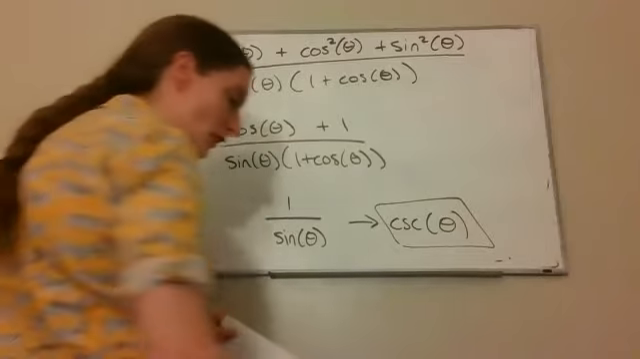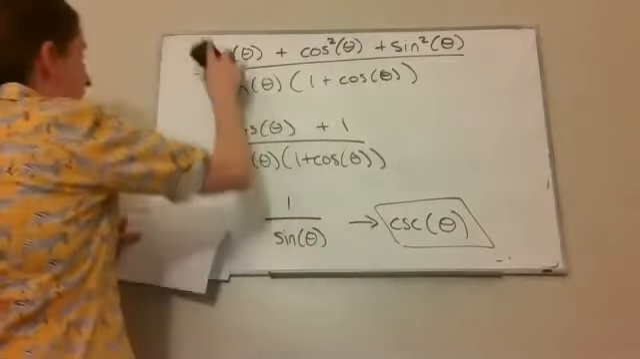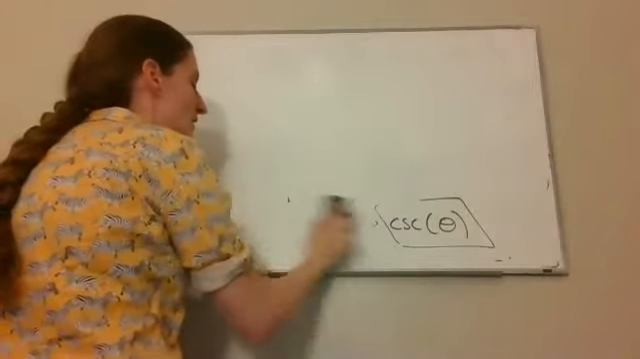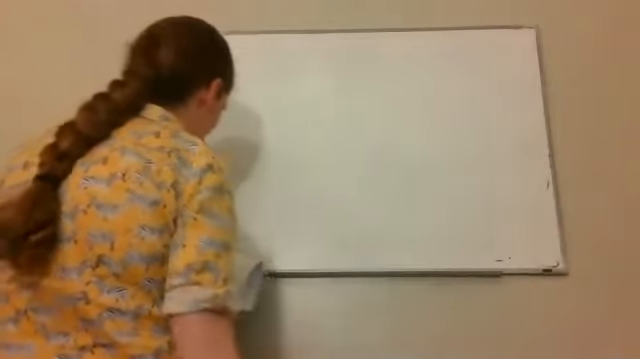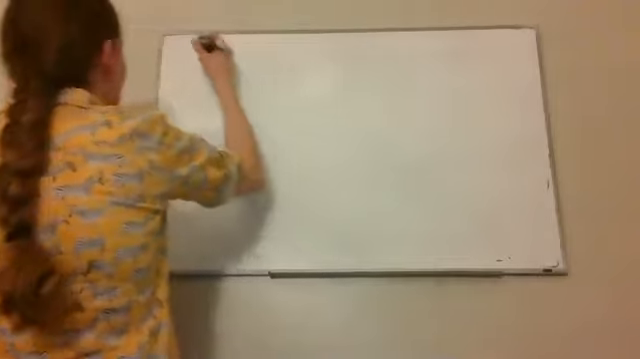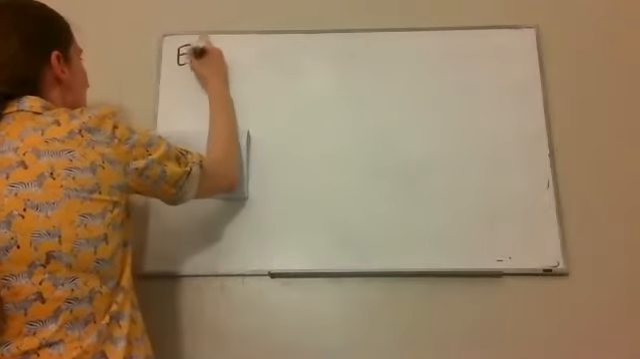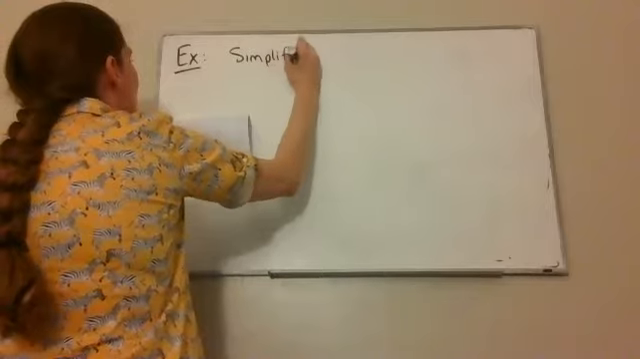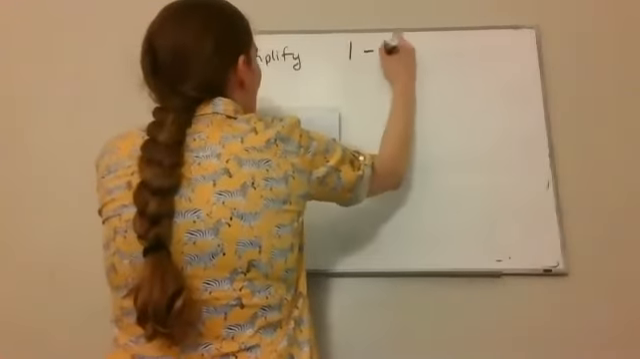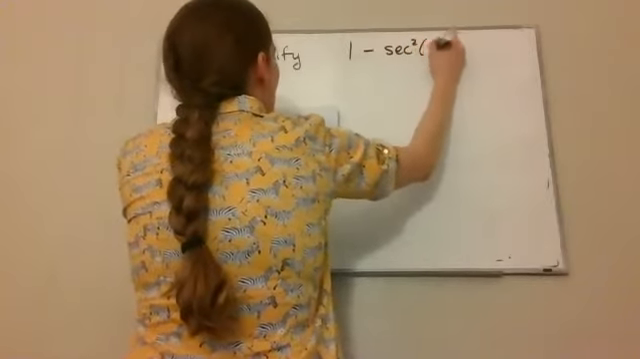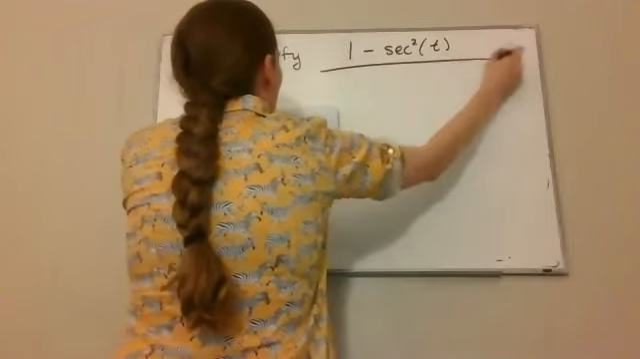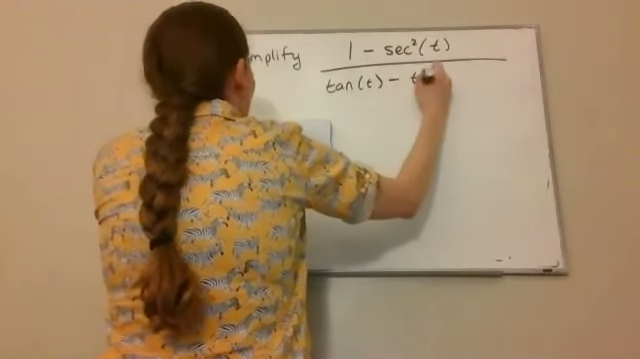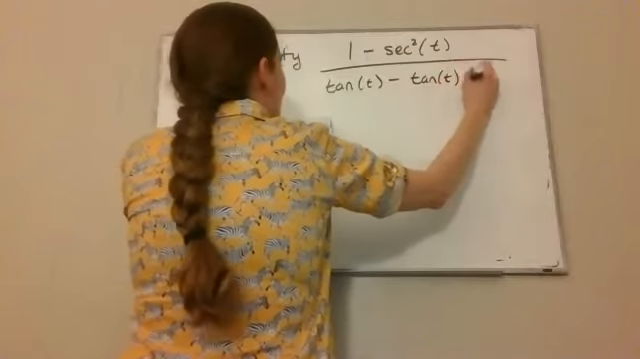All right, let's do another one. I personally think these are kind of fun, just playing around algebraically, using what we know to rewrite things in an easier way. So let's simplify: 1 minus secant squared of t all over tangent of t minus tangent t secant t.